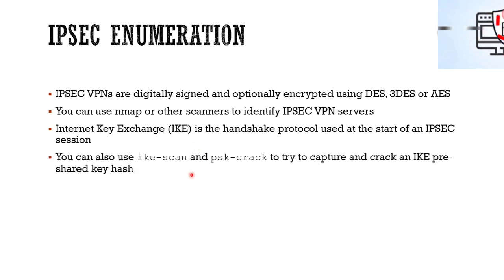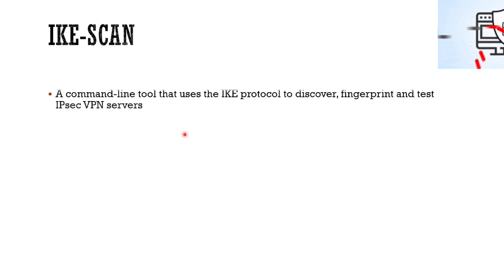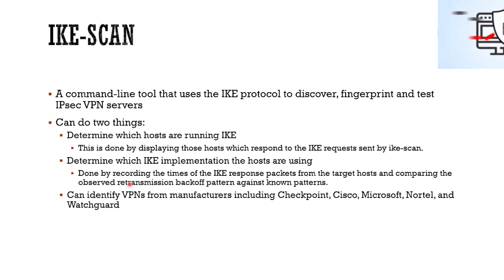It's a command line tool. We're going to try to discover, fingerprint, and test IPsec VPN servers. We can determine who's running IKE. I like IKE. And we would display the hosts which respond to IKE requests sent by the scan. And we can determine which IKE implementation they're using. So we could record the times of the response and use other fingerprinting techniques. And we can identify VPNs from different manufacturers: Cisco, Checkpoint, Microsoft, Nortel, etc.